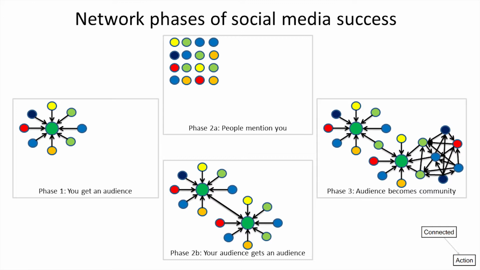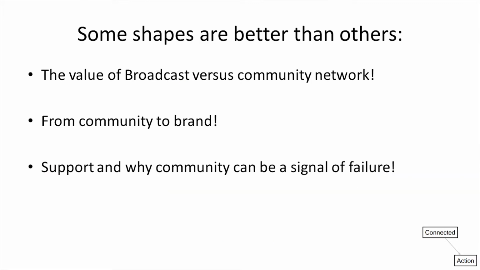And a community is a group of people who talk about you even when you're not there. And so a community forms connections to itself rather than just to you. And they're durable because people come back, because people are waiting for them. And so some of these shapes are going to be better than others.